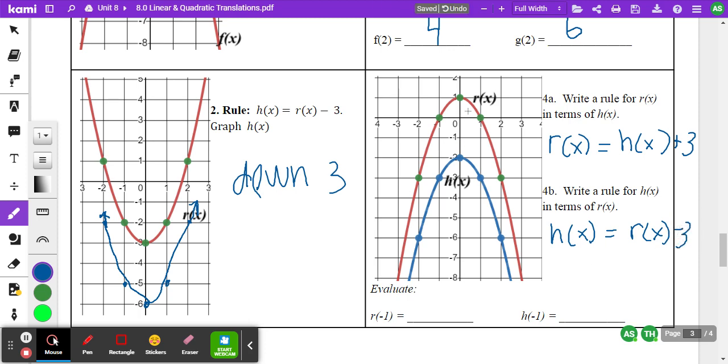Evaluate r of negative 1. When x is negative 1, y is 0. H of negative 1, looks like we're at negative 3. Okay.